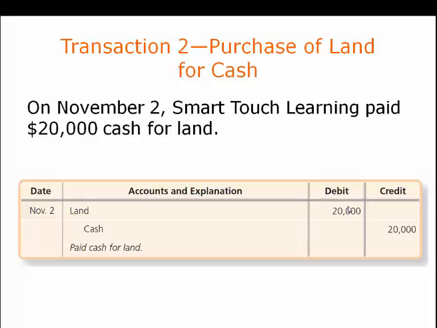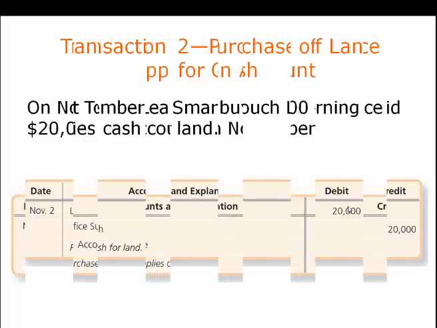If you go back to Exhibit 2.5 and look at your book and follow along with each one of these transactions, it will help you immensely. And then you credit cash. Cash is $20,000 because land came in and cash went out. We reduced cash, but we increased an asset called land.